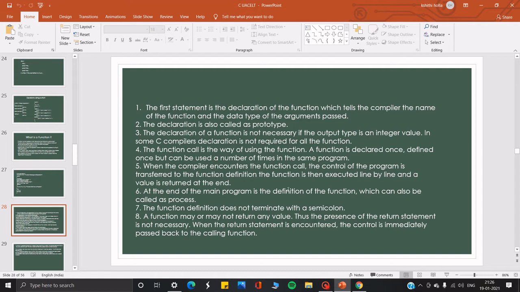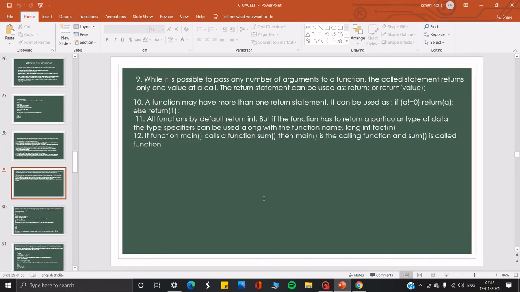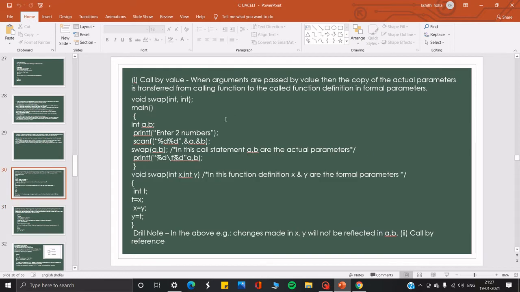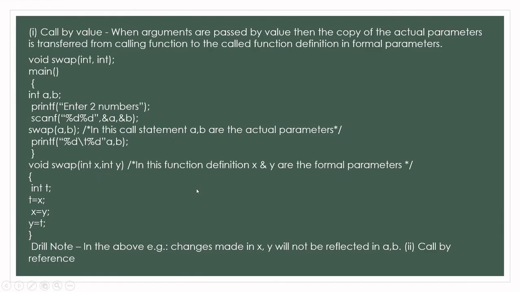And there are two types of function, namely call by value and call by reference. So call by value, it's written over here. Call by value is when arguments are passed as such. See here, we have written a and b, but then we are writing x comma y. So the arguments are passed by value, then a copy of the actual parameter is transferred from the calling function to the called function.